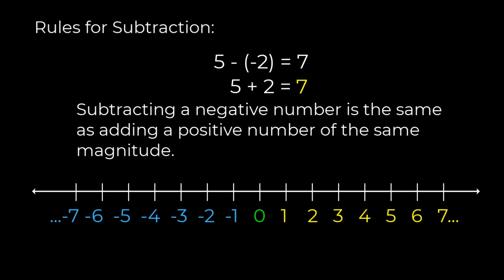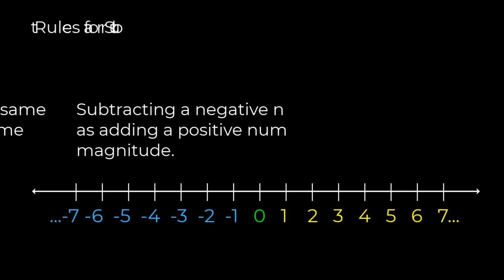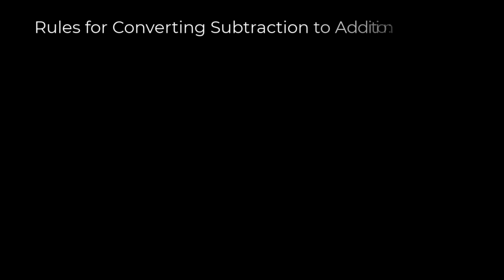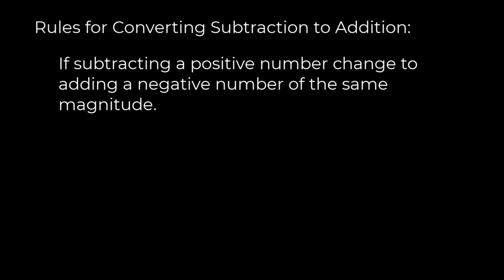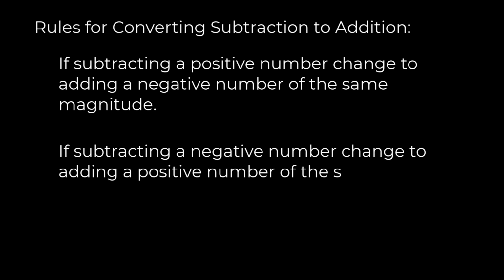That's good, because now all you have to do is convert the subtraction problem into an equivalent addition problem and then use the rules for addition. So, rules for converting a subtraction problem into an addition problem. The first rule: if you're subtracting a positive number, then change it to the equivalent form of adding a negative number of the same magnitude. Second rule: if you're subtracting a negative number, then change it to the equivalent form of adding a positive number of the same magnitude. Let's try a few problems.